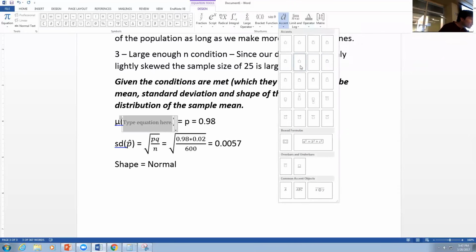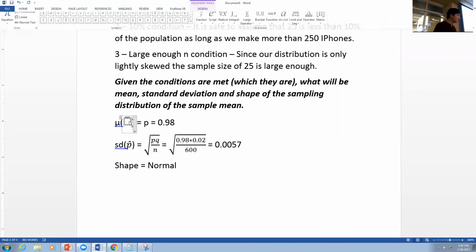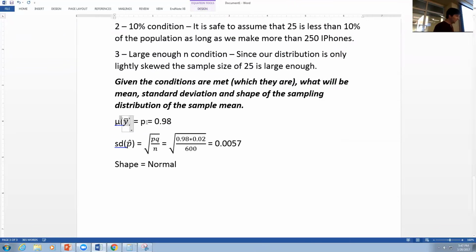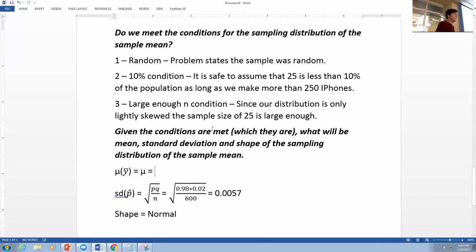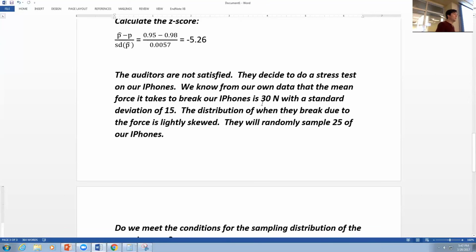And where's my bar? For the longest time, I did not know you could do this in Word. And I was like, what? I was like Googling online, like Y bar, and no one had Y bar. So check it out. The mean for the distribution of the sample mean will be the mean. As in, if we expect our iPhone to break around 30 newtons, does that make sense? If I take 25 iPhones, what should they break on average? Around what? Does that make sense?